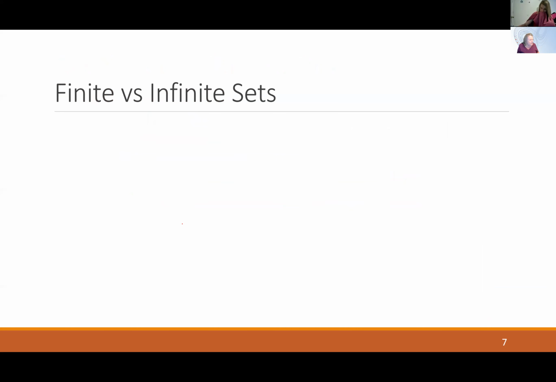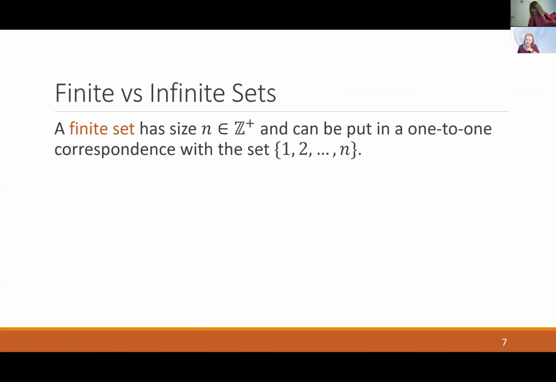So let's make a distinction now between the idea of a finite set and an infinite set. A finite set has some size. We can say the size of that set could be n, and it can be put into a 1-to-1 correspondence with the set of the natural numbers, 1 through n.